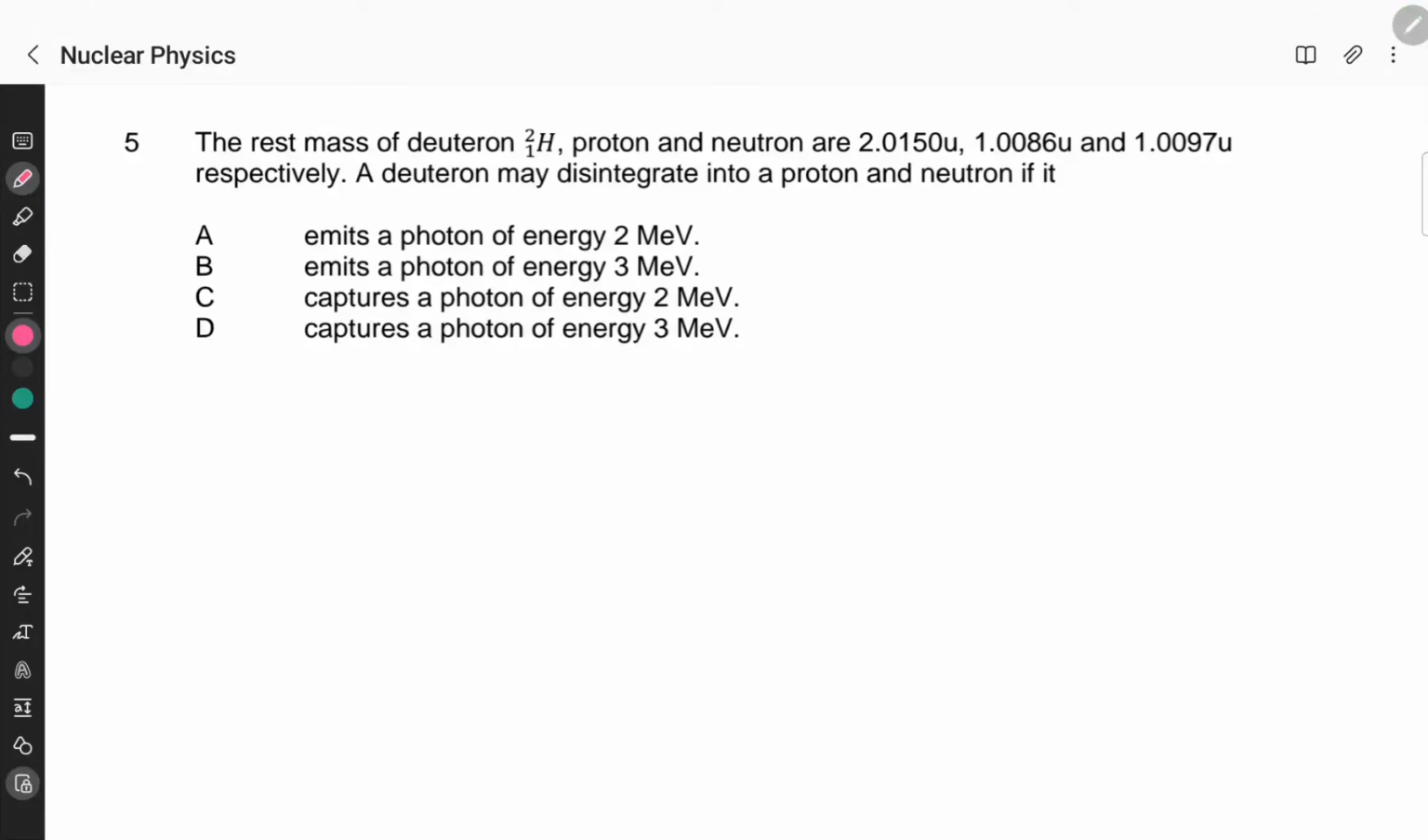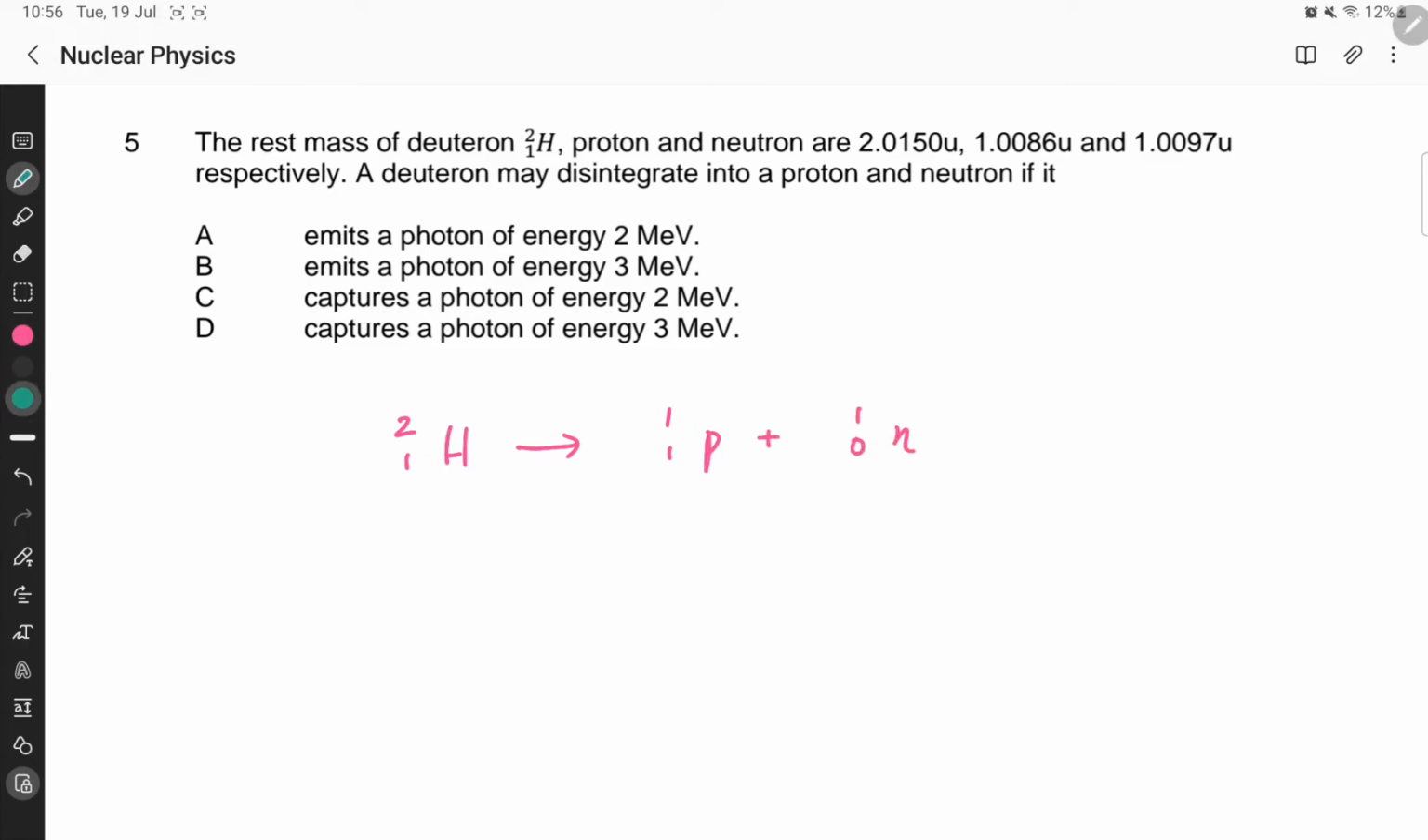In this question, we are given the masses of deuterium, proton and neutron. We are asked whether deuterium may disintegrate into a proton and neutron if it captures energy or releases energy. So which case will it be? Let's write out the equation. We have ²₁H turns into ¹₁P plus ¹₀N.